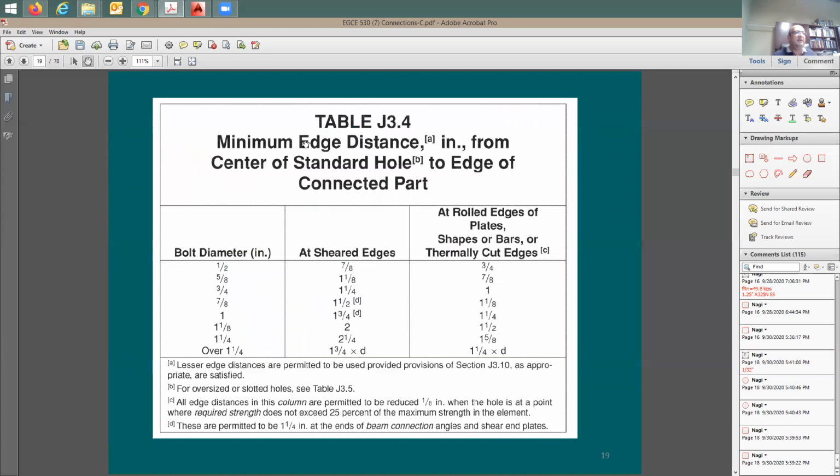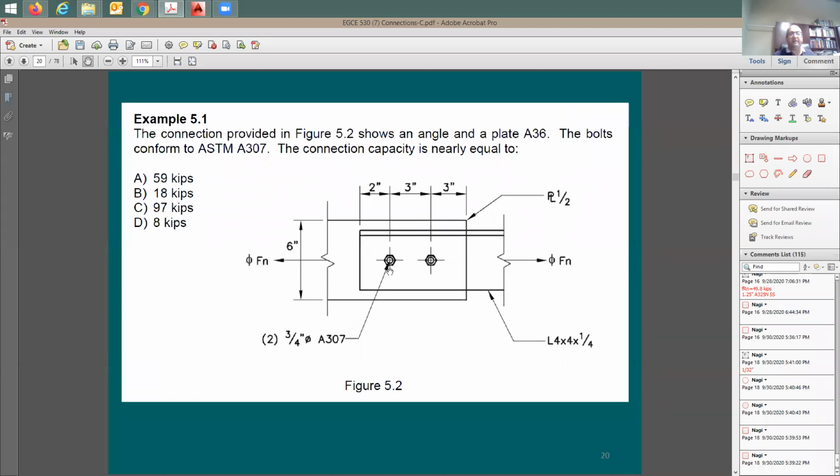Also, we have this minimum edge distance. For now, we are not clear what is meant by edge distance, but it gives you here the bolt diameter, and then it says a sheared edge and on the other edge. So I'd like to know what is the sheared edge and what is the other edge. This gives you the other edge, but this one is called the shear edge. So let's go through this. Let me move quickly to this example to understand what is meant by sheared edge.